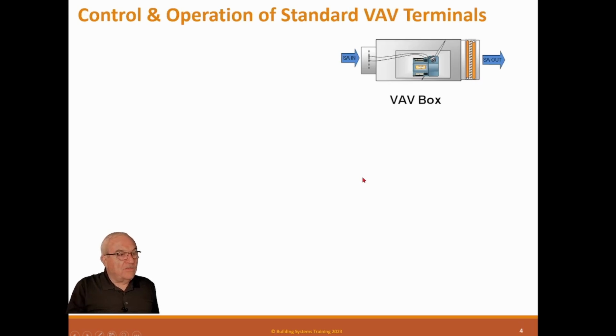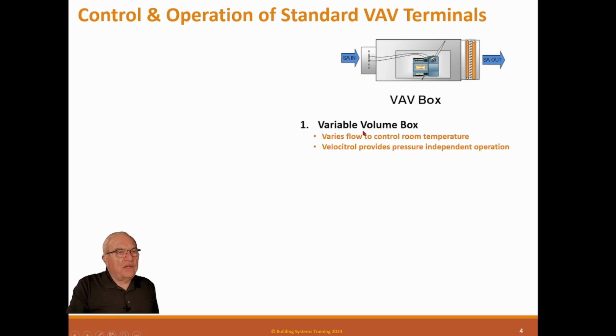The first is the VAV box. There are many kinds of VAV boxes, and we're going to talk about the predominant 3. So a standard VAV box, a variable box, varies flows to control the room temperature. The Velocitrol provides pressure independent operation.